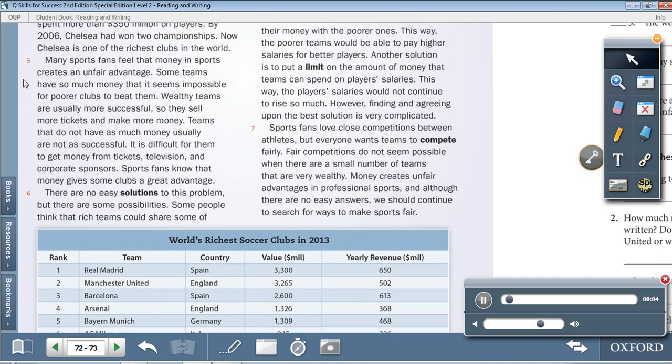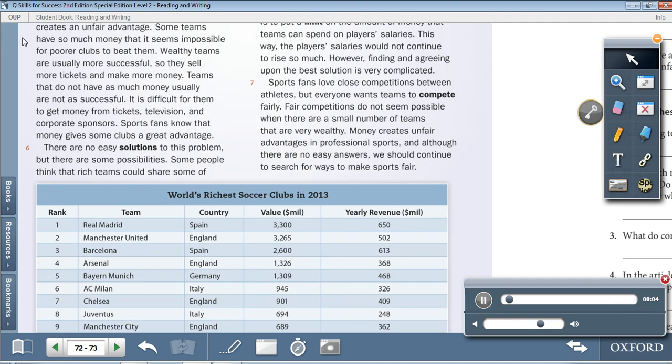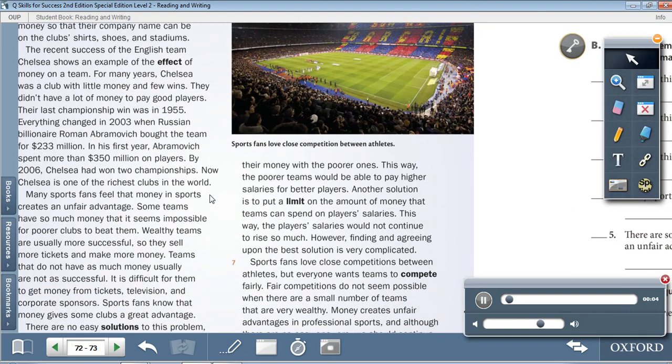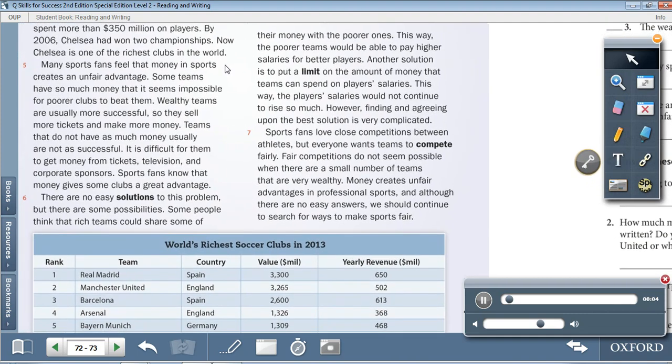There are no easy solutions to this problem, but there are some possibilities. Some people think that rich teams could share some of their money with the poorer ones. This way, the poorer teams would be able to pay higher salaries for better players. Another solution is to put a limit on the amount of money that teams can spend on player salaries. This way, the players' salaries would not continue to rise so much. However, finding and agreeing upon the best solution is very complicated.